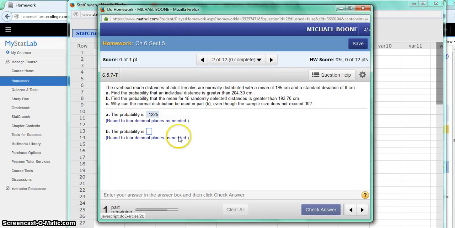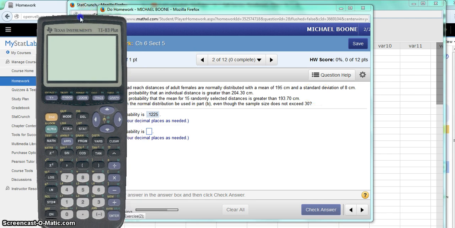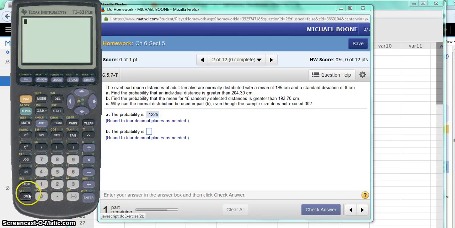Now, in the next one, we don't have one person, we have 15 people. So when we're doing our calculations, the standard deviation is not 8 centimeters. We need to do the standard error of the mean. And the book says the formula is your population standard deviation divided by the square root of your sample size. So in this case, it's 15.